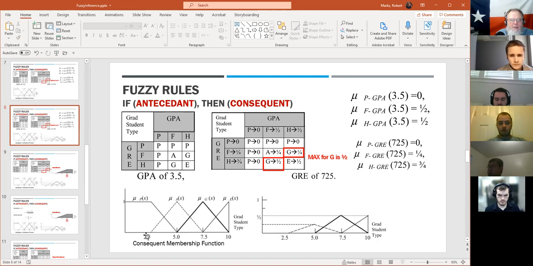Average is a quarter. So we're going to take this membership function here and weight it by a quarter. Is that okay? And then for good, the value is a half. So we're going to take the good membership function and weight it by a half. And then the same thing for the excellent graduate student. So we weight these, and okay, so what?